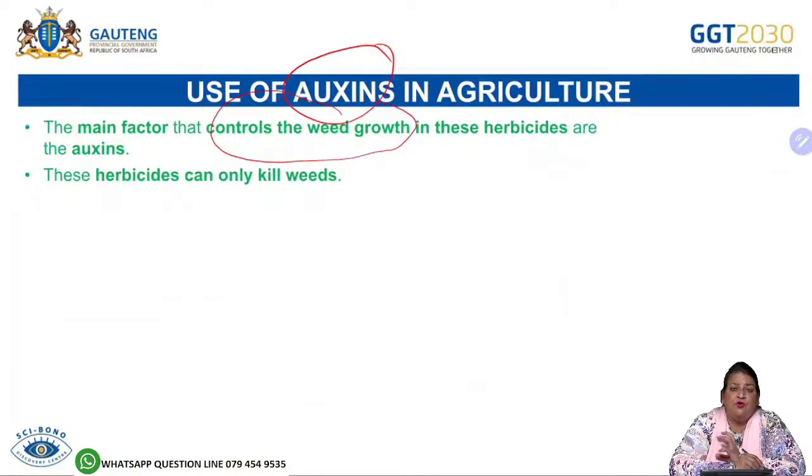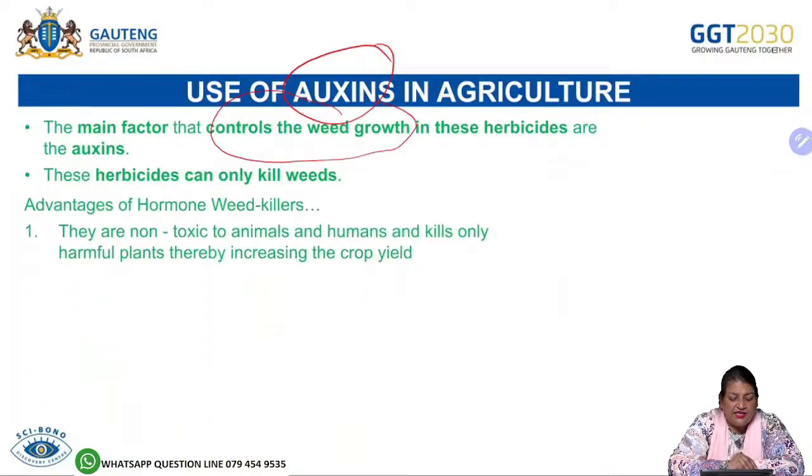And also, because you're using auxins and not an actual pesticide or a herbicide that is harmful, you find that the auxins will protect the good plants and they are not toxic to the environment. So the auxins will be a non-toxic herbicide. What is the advantage of using auxins as weed killers? They are non-toxic to animals, okay? And they're also non-toxic to the soil. They will only kill the weeds that you spray them on.